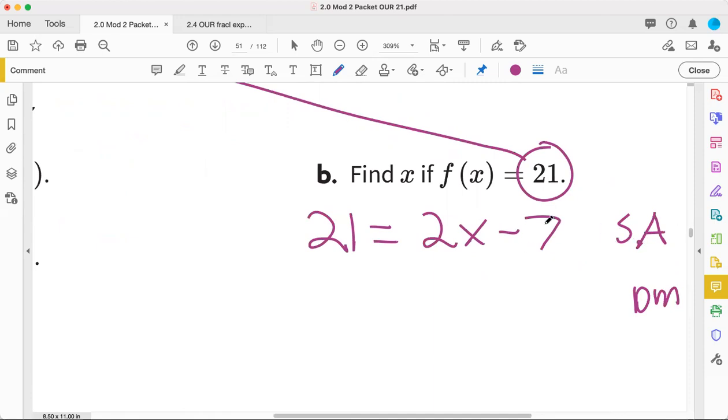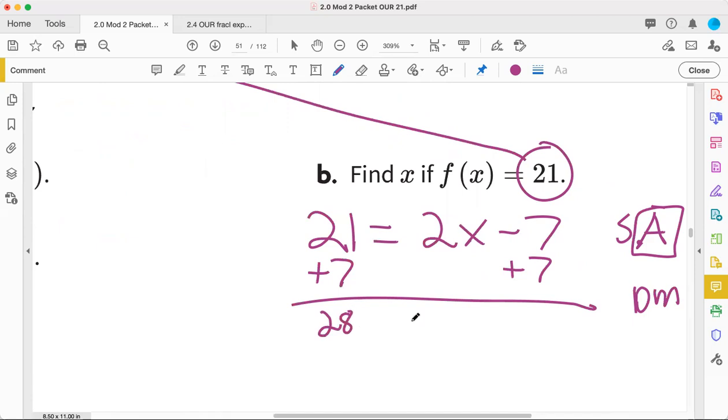Let's see that we have a -7. So let's add back 7 here and here, getting us 28. 7's canceled. 2x equals 28. We see multiplication, but we want to do it with division. Divide by 2. 28 divided by 2 is 14.